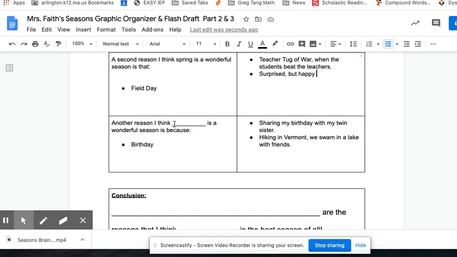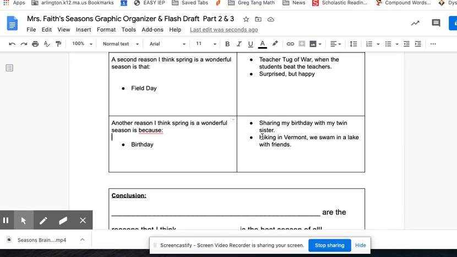The third reason that I think spring is a wonderful season, so again, I'll fill out spring here, is because my birthday is in spring. How fun is that? So I have a twin sister, an identical twin sister, and so I really love sharing my birthday with my twin. It makes it extra special.